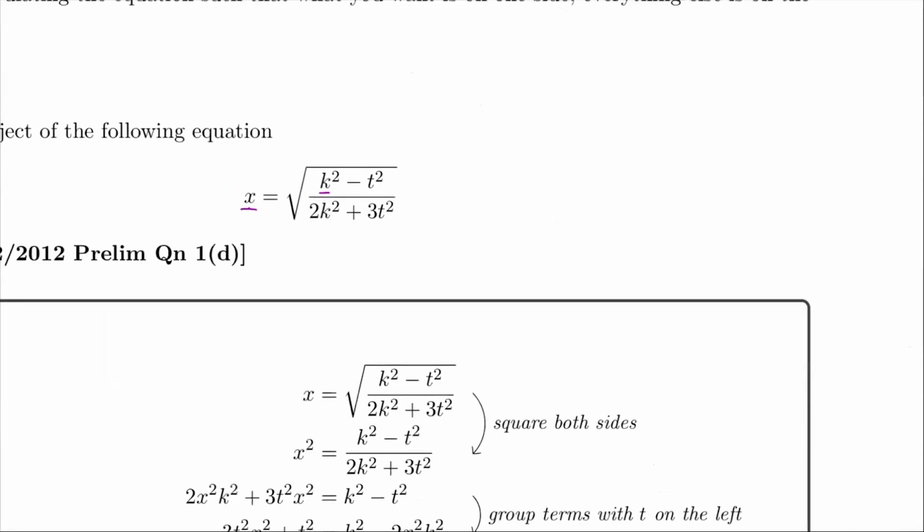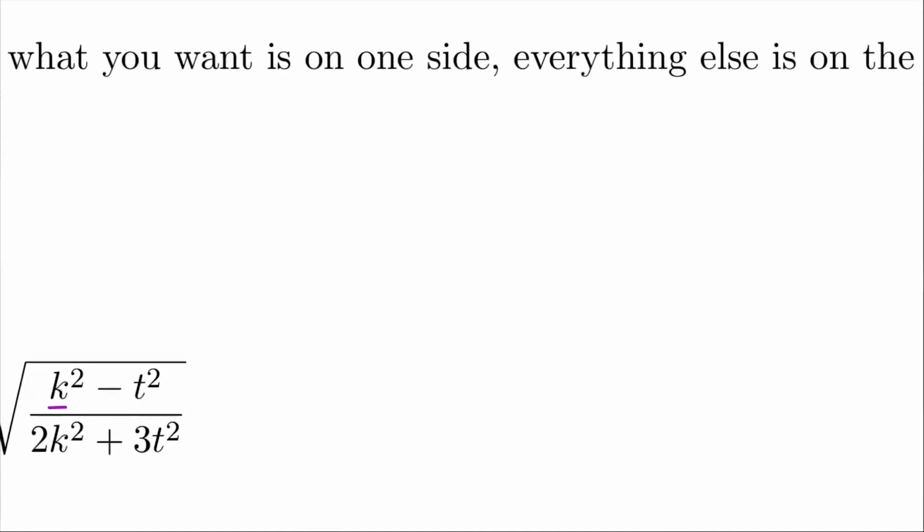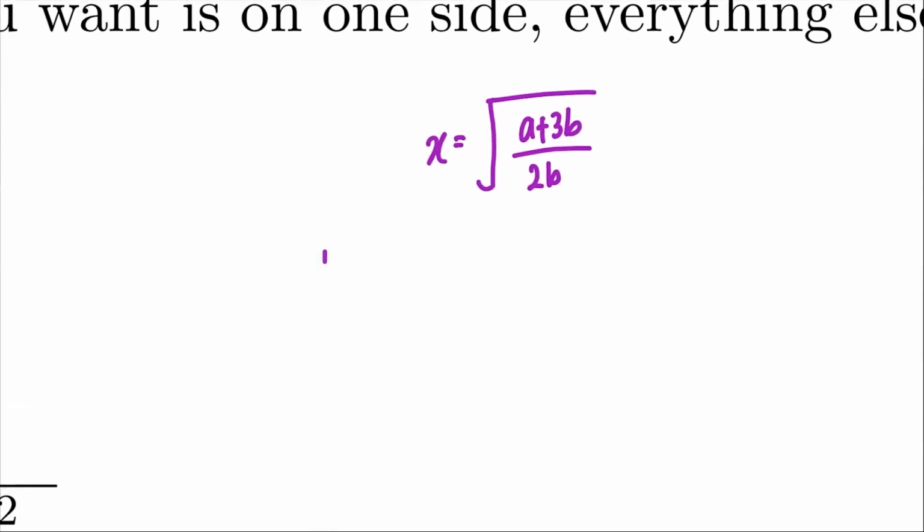Why not we look at a very simple example? So I'm going to jot down a simple example here. You might want to record this down in your own set of notes. So maybe I give you a random question. x is equal to the square root of (a plus 3b) over 2b. And for example, my question to you is to make b the subject.